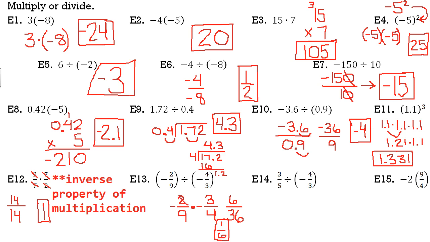Now, if you would have reduced earlier on, you would have still gotten the same answer. If you would have taken the 2 and the 4 and called it 1/2, you got a 1 and 2. Those tricks that you learned back in the day about cross canceling, those tricks are still valid. So if you know them, go with them. All right.